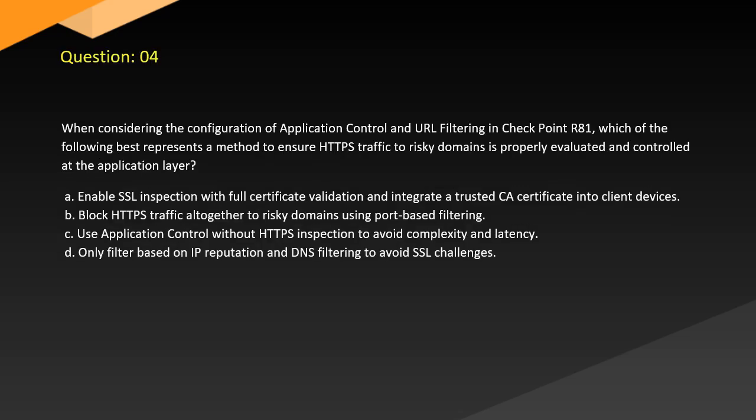Question 4. When considering the configuration of Application Control and URL Filtering in Check Point R, which of the following best represents a method to ensure HTTPS traffic to risky domains is properly evaluated and controlled at the application layer? A. Enable SSL inspection with full certificate validation and integrate a trusted certificate into client devices. B. Allow HTTPS traffic altogether to risky domains using port-based filtering. C. Use Application Control to bypass HTTPS inspection to avoid complexity and latency. D. Only filter based on IP reputation and DNS filtering to avoid SSL challenges.